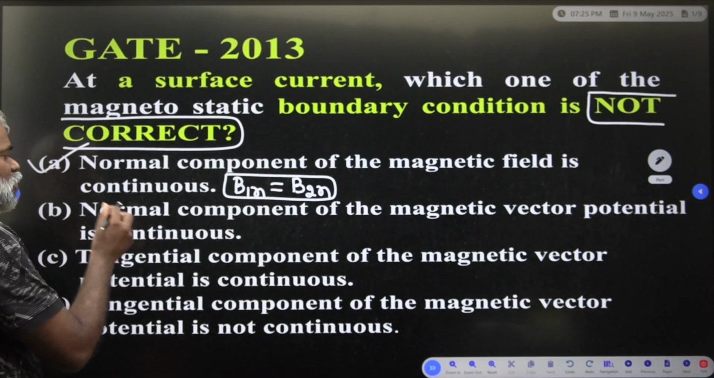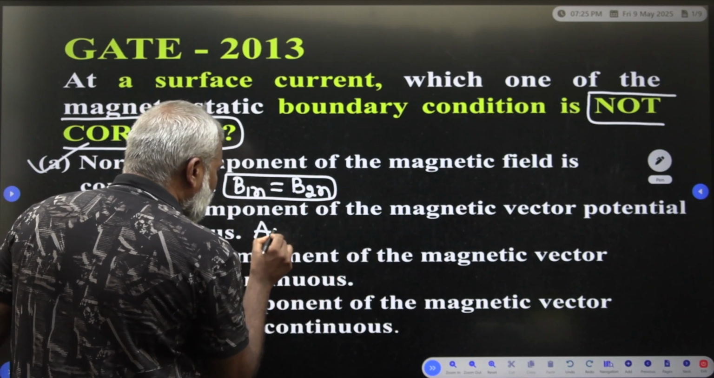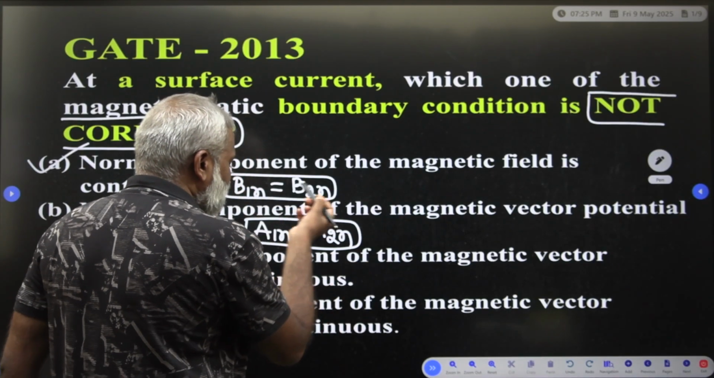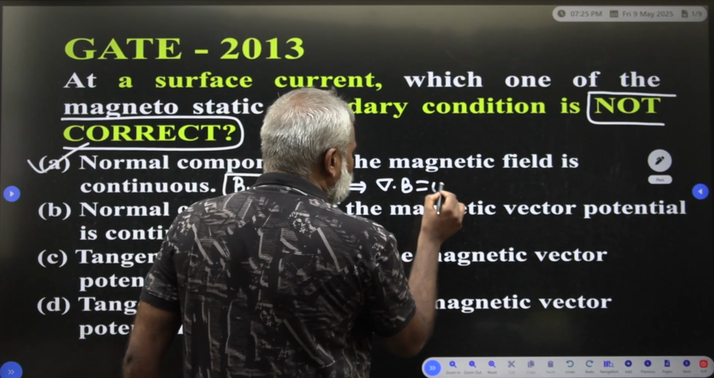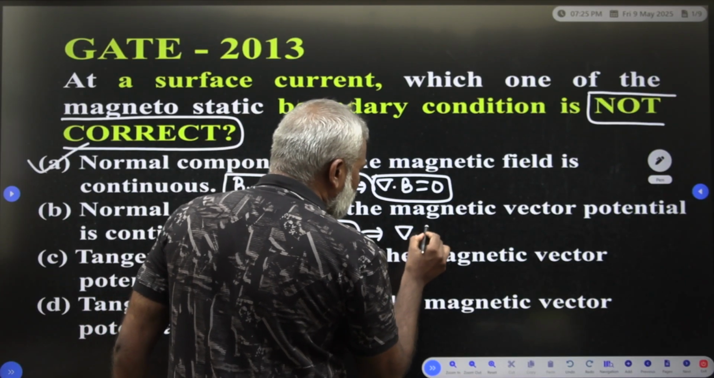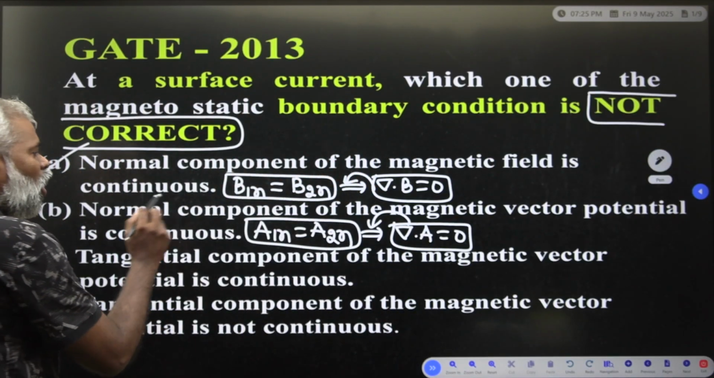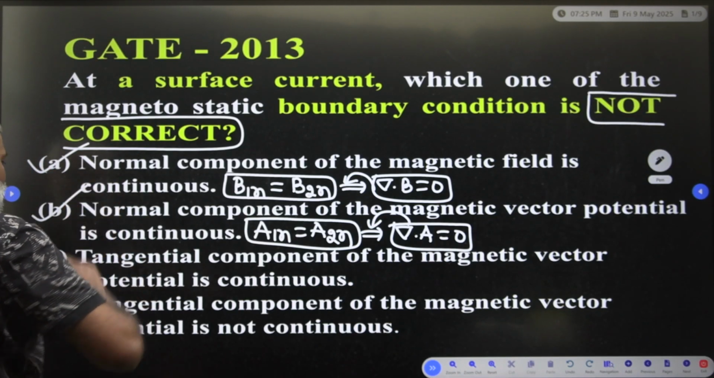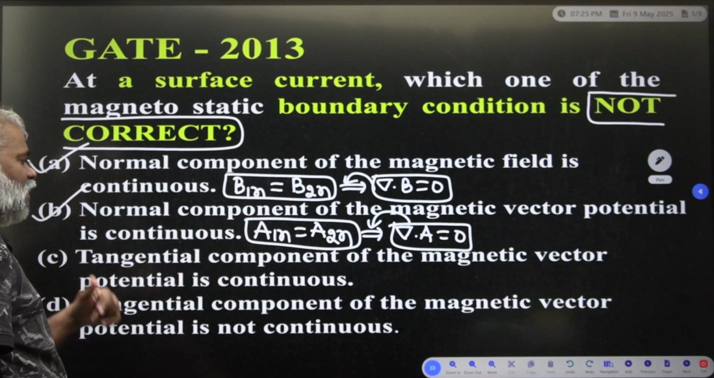The second option, the normal component of the magnetic vector potential, A1n is equal to A2n. This is also correct, because you get this based on del dot B is equal to 0. So you get this based on del dot A is equal to 0. So the normal component of the magnetic vector potential is continuous. Option B is also correct.